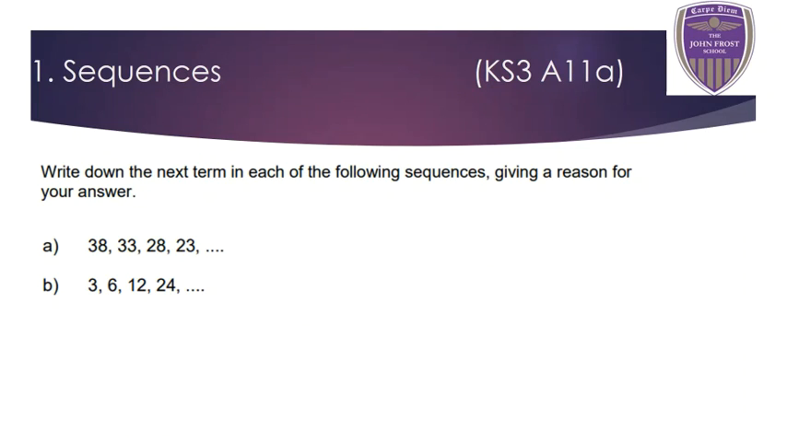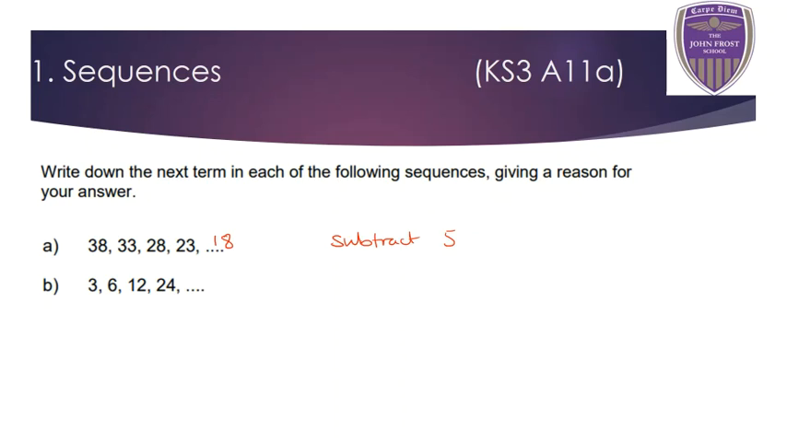So the first thing you've got to look at is what is the pattern in each of the sequences. Hopefully in sequence A, you can see straight away that it's minus 5 each time. So if I was taking 5 away, the next number in the sequence would be 18, because 23 minus 5 is 18, and for your reason you can just say subtract 5.